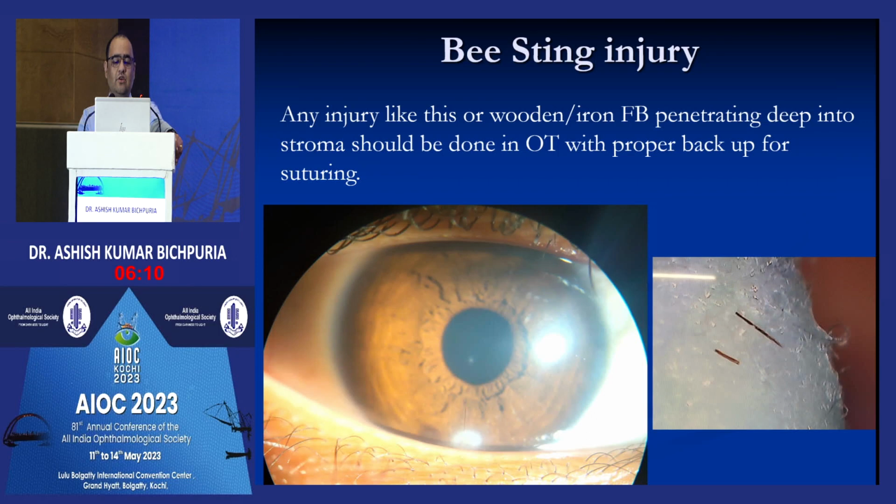This is the conjunctival and corneal foreign body. This is an interesting case of bee sting injury. This type of injury, or a wooden or iron foreign body penetrating deep into the stroma, should be removed in OT with proper backup for suturing. This bee sting was removed in 2 parts.